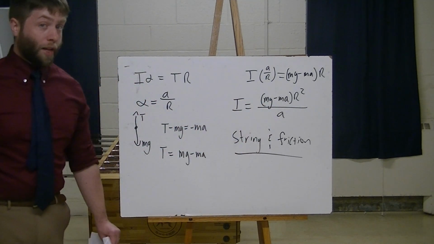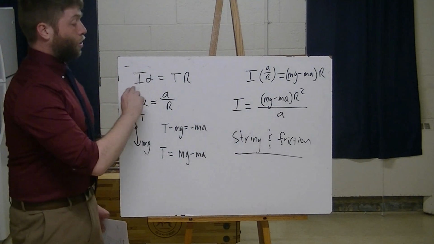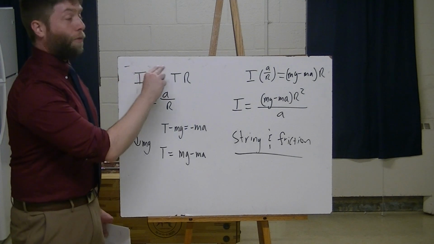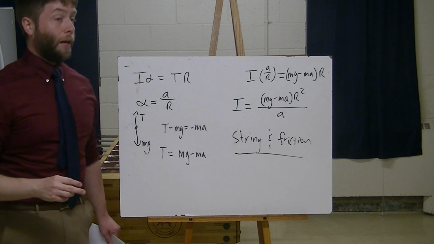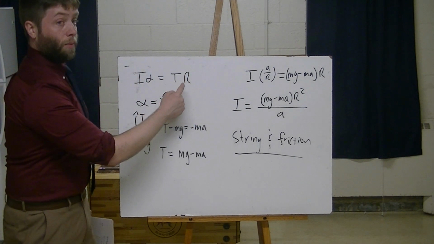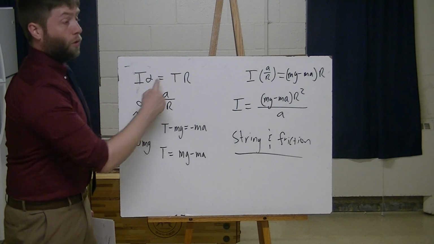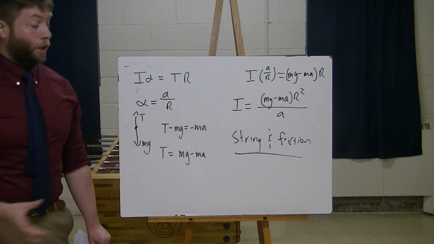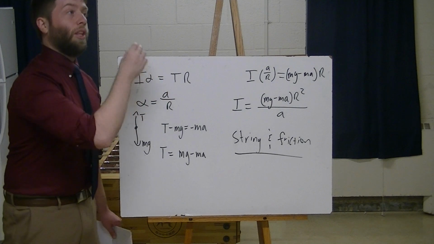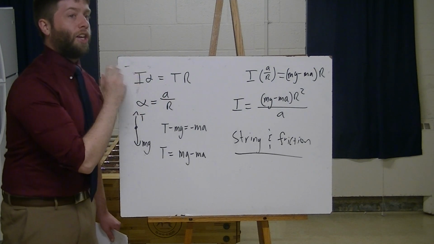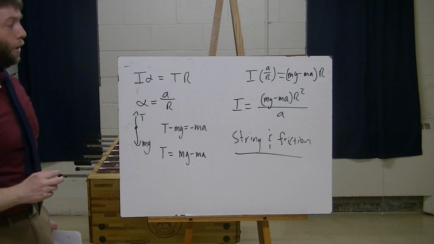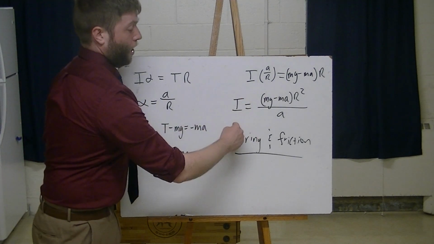I did that really fast, so let me just review. The relationship that you're looking for is I alpha is equal to r f sine theta. In this case, the r is going to be the radius of the pulley, f is going to be the tension, they meet at 90 degrees. Remember, remember, remember, they love this correlation. They're going to show it to you over and over again. That's how we figure out our rotational inertia.